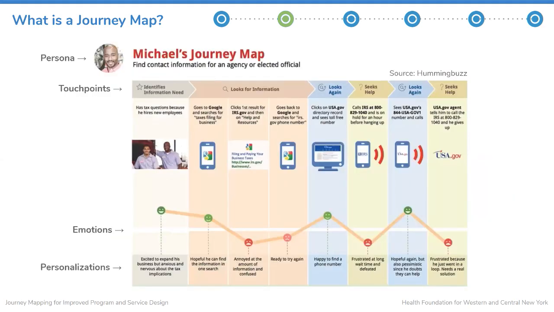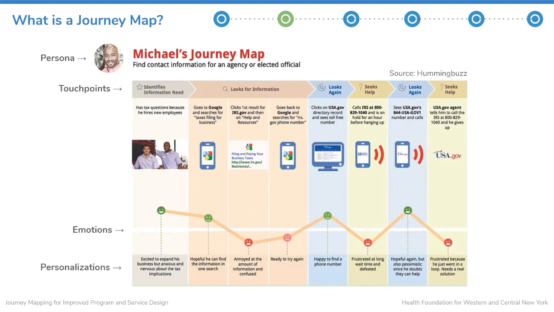So here we have an example of a journey map. You can see very obviously that it has the four key elements we just described. It has a persona, referred to as Michael, and touch points, which are the key action points that Michael will go through in order to accomplish his task.